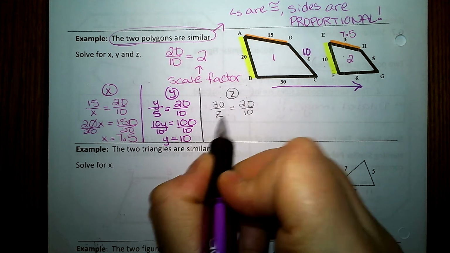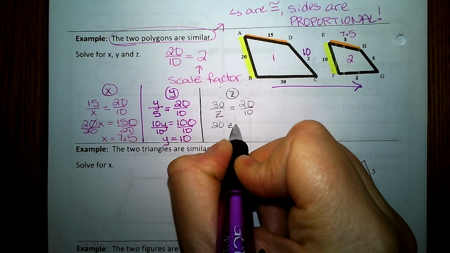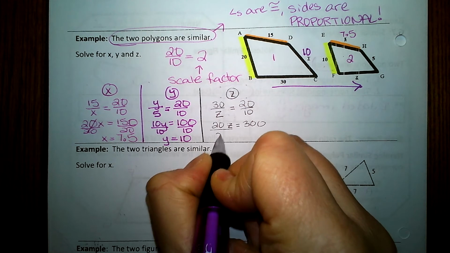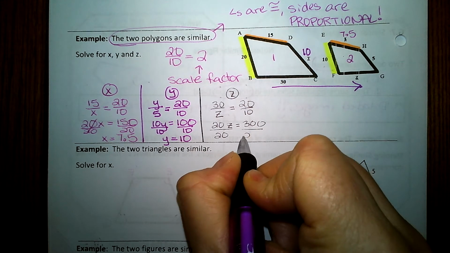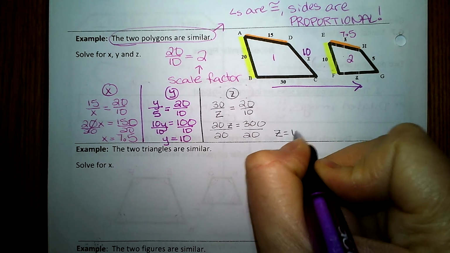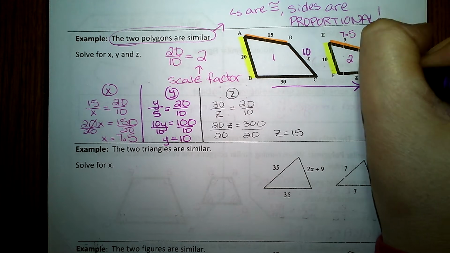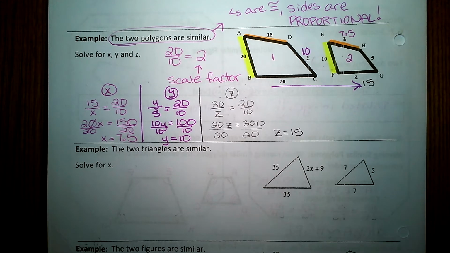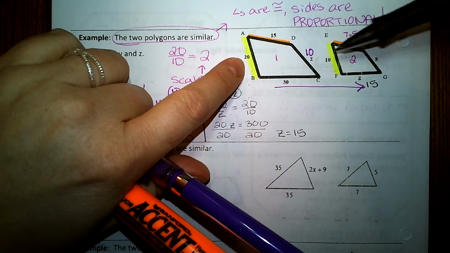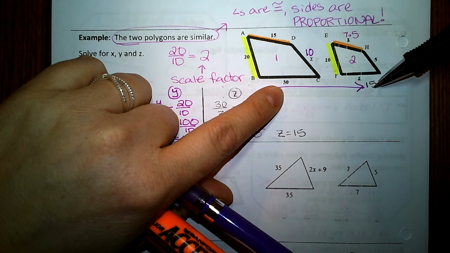Cross multiply. 20 times z is 20z. 30 times 10 is 300. Divide both sides by 20. And you're going to get z is equal to 15. All right, always check your work there. If z is 15, does the scale factor hold true? 20 is twice as big as 10. 30 is twice as big as 15.